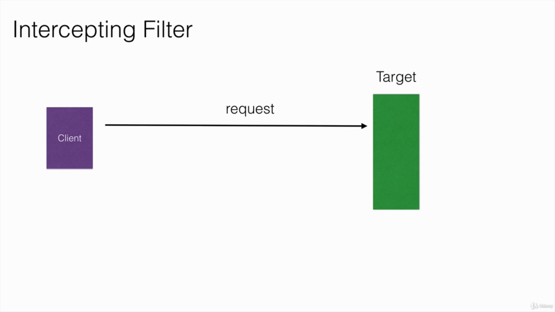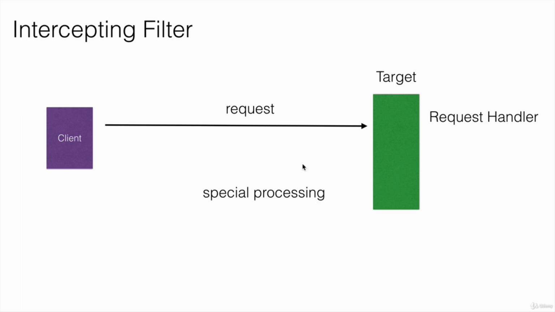In this lecture, I will introduce you to the intercepting filter design pattern. We will learn what it is and where we will use it. When we create enterprise web applications that receive requests from clients, these requests are handled by our request handlers, which could be various components in our application, like servlets, controllers, business classes, and so on.